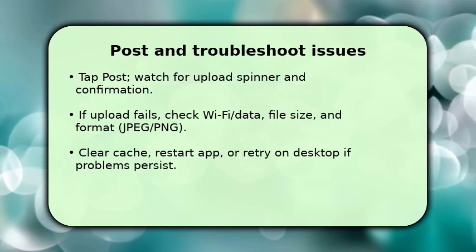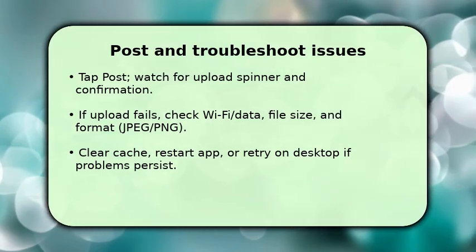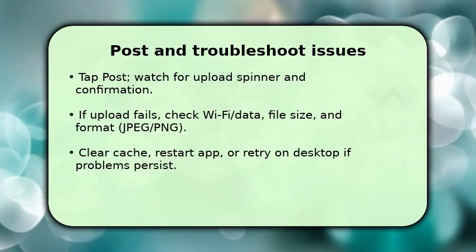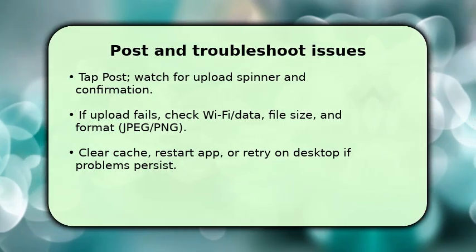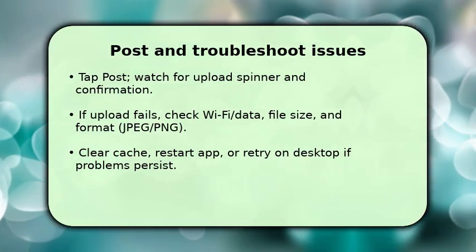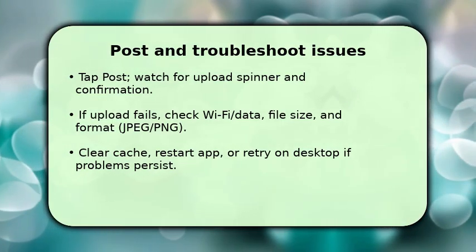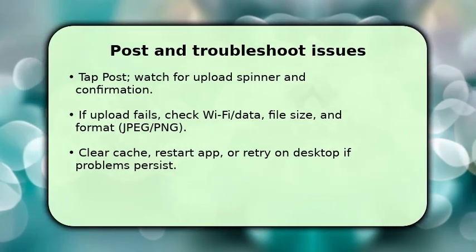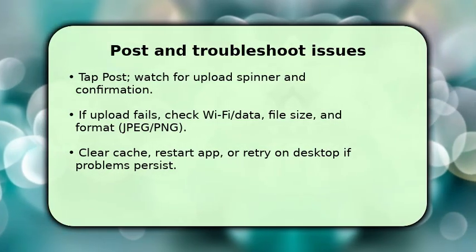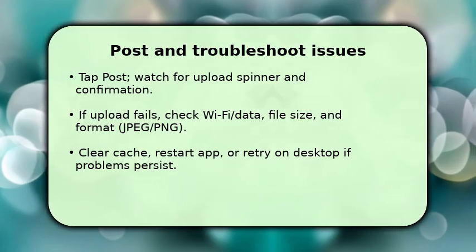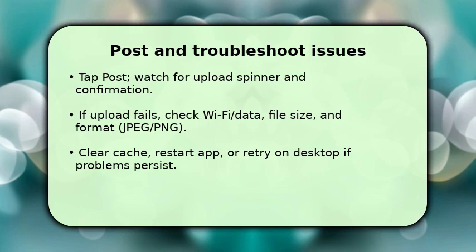If the upload stalls or fails, first check your connection and ensure the image is under Facebook size limits and in JPEG or PNG format. If problems persist, make sure the app is updated, clear the app cache or restart your device, and retry. Switching to the desktop site often bypasses mobile glitches and completes the upload.